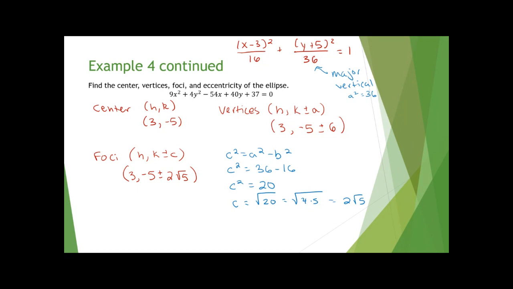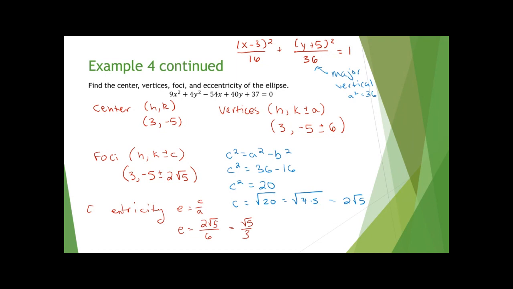And now the last thing here is to find the eccentricity. That darn corner doesn't want me to write on it. It just disappears. I'll try to fill that in afterwards. So that formula is e equals c over a. So c is 2 square root of 5, and a is 6. So that's the square root of 5 over 3. And so now we found the center, the vertices, the foci, and the eccentricity.